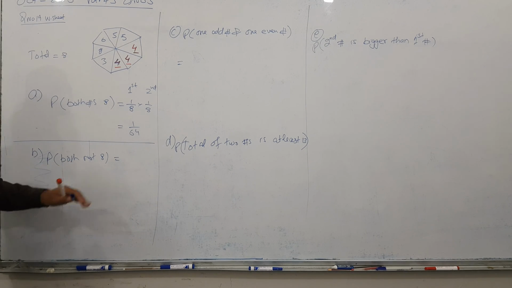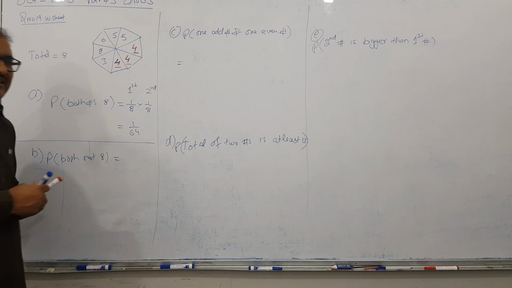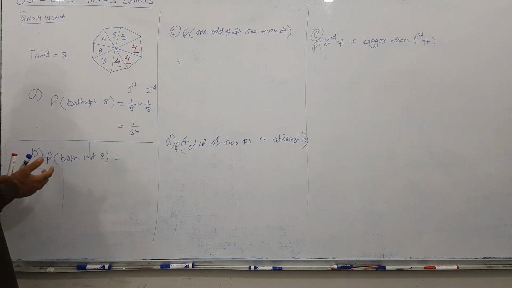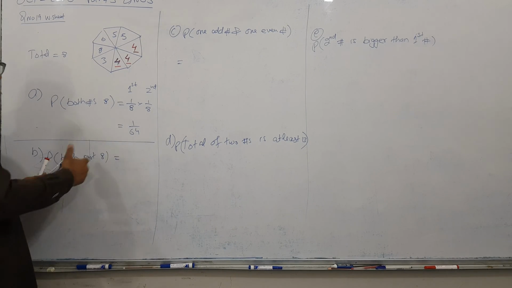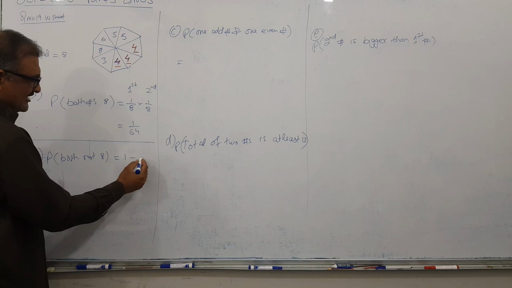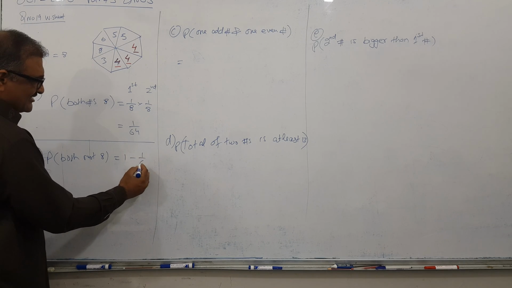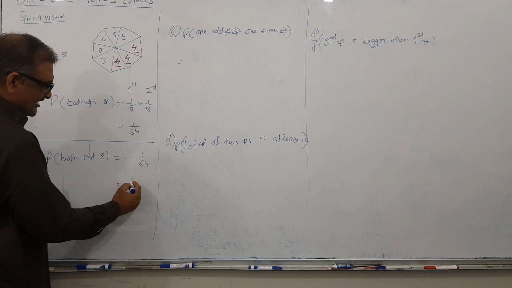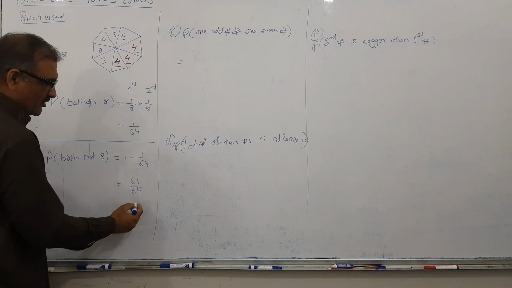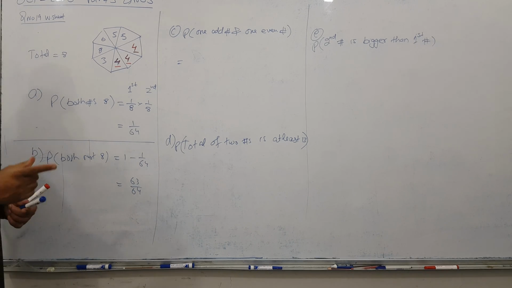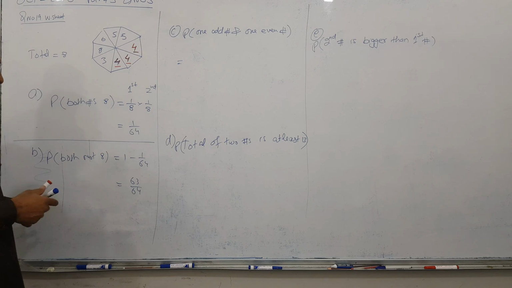Both numbers are not 8. I can do this question in 2 ways. One is 1 minus that, so it means 1 minus the probability of 8 and 8, which is 1 by 64. The answer is coming 63 by 64. That is one way. Second, we have another one if you like it.